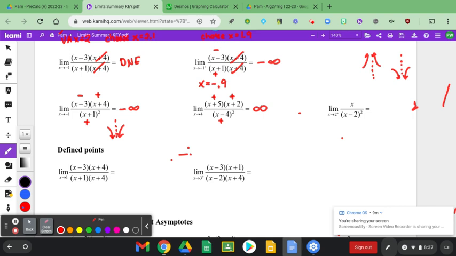Last one here, I just said from 2 to the right, just to show that it's the same thing if I asked you from the left or from the right. Again, that numerator would be positive. The denominator, because it's squared, is always positive. That one would be a positive infinity there.